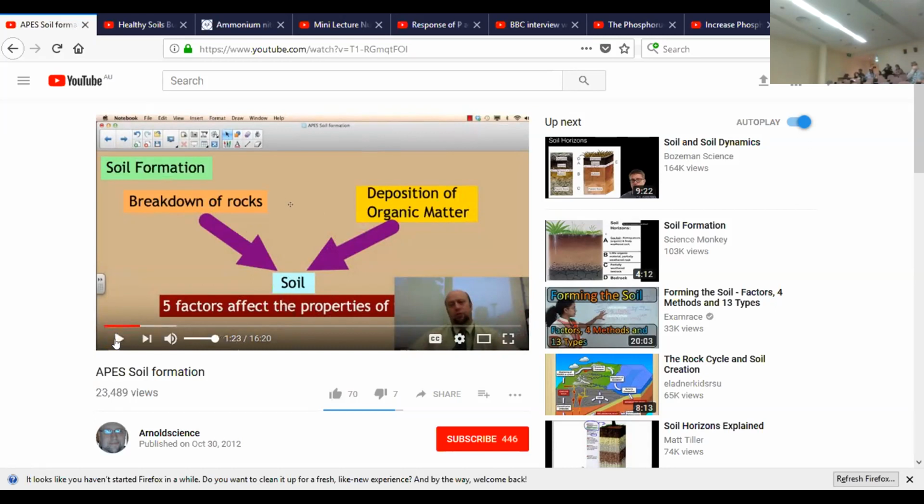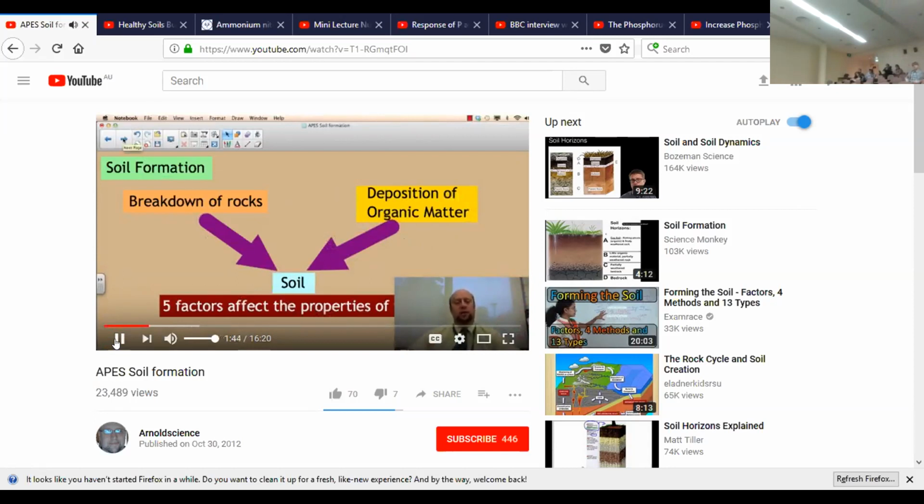I will tell you the most important things that you need to take away with you, because I know that the volume isn't very loud. But you will see some good illustrations in this. For this, the deposition of organic matter, again, is as things die and are broken down by bacteria, stirred up by earthworms, manure being deposited. All of those things are going to go into making proper soil as well. And there are basically 5 factors that are going to affect what the soil is like.